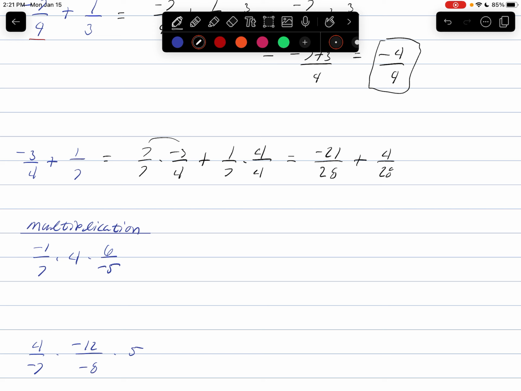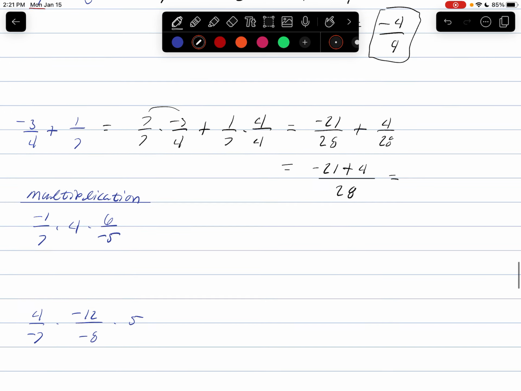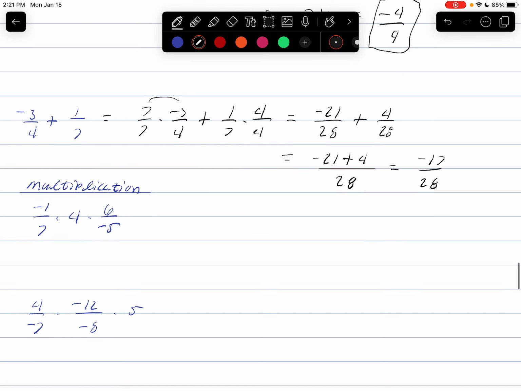28. So we're going to end up with negative 21 over 28 plus 4 over 28, or we have negative 21 plus 4 over 28, or we're going to end up with negative 17 over 28. I don't think we could simplify that any further, so our final answer is going to be negative 17 over 28.